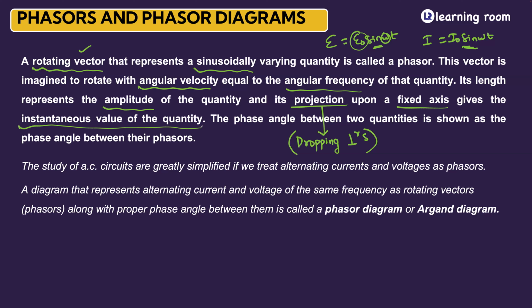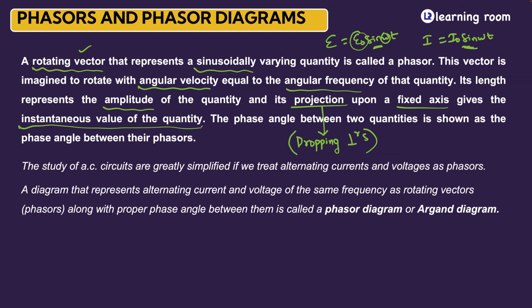How do you find the instantaneous value? For this vector, you drop the perpendicular onto the x-axis or drop the perpendicular onto the y-axis. So the distance from the origin to the foot of the perpendicular will give you the instantaneous value. Don't worry, I'll show you diagrammatically, but have these points in mind. Are you able to understand all these things? So all the three are covered.